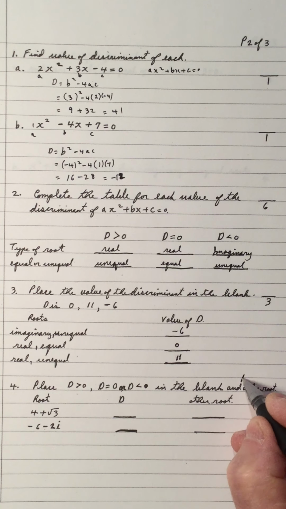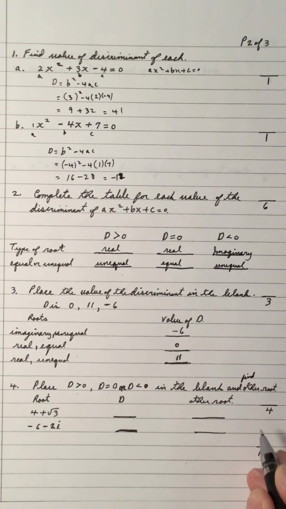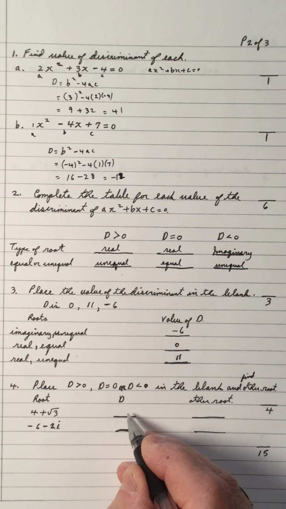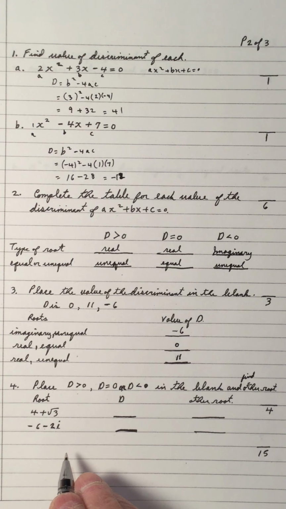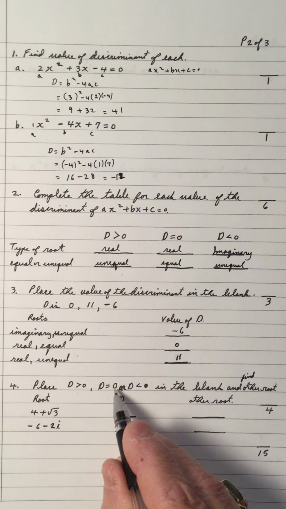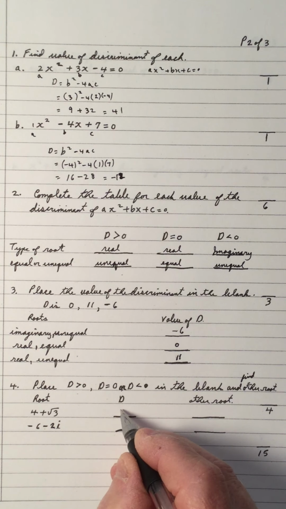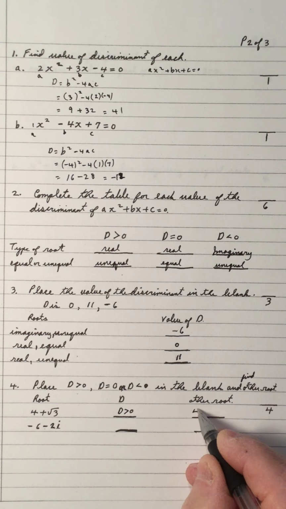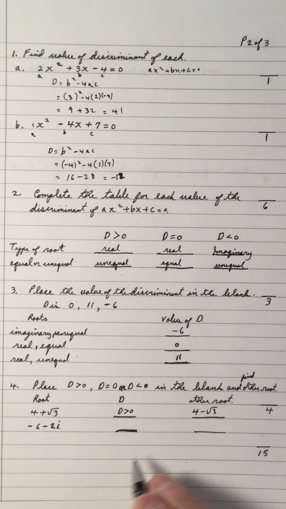So I'll put "find" there, just an extra word, just in case. So if you have a root of 4 plus root 3, your discriminant is going to be which one? Is it going to be greater than 0, equal to 0, less than 0? So the discriminant is going to be greater than 0. And the other root is going to be its conjugate, 4 minus root 3.